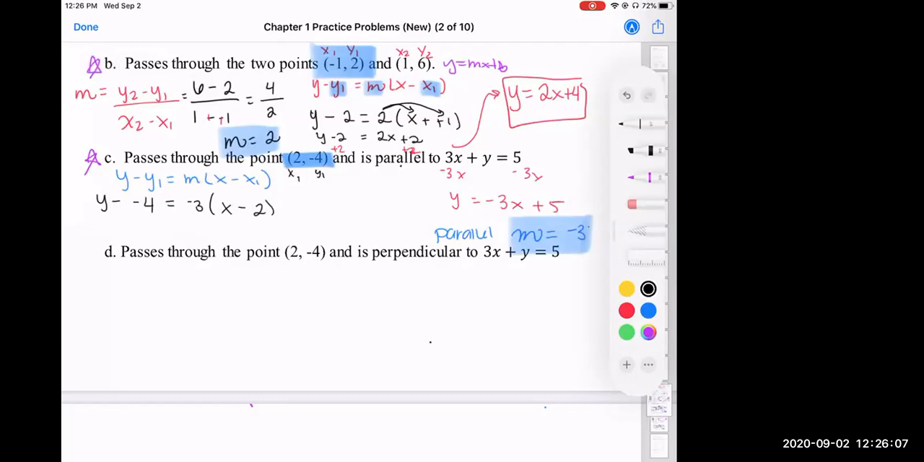Okay, let's clean this up. So I have y, 2 negatives, we have plus 4. I distribute that -3. I have -3x plus 6. Last piece, let's get y by itself. So let's subtract 4 to make that 0. Minus 4, we get 2. And our answer will be y is equal to -3x minus 2.